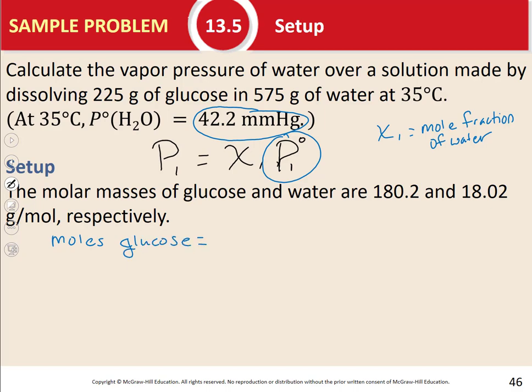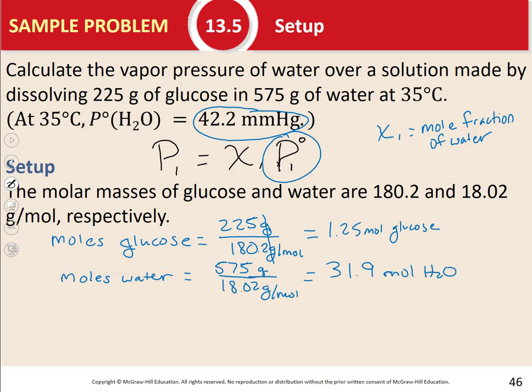So moles are equal to your grams divided by your molar mass. So we have 225 grams divided by molar mass of glucose, which is 180.2 grams per mole. So grams cancel. We're left with moles. 1.25 moles glucose. I do the same thing to find the moles of water. So now we have moles of both.